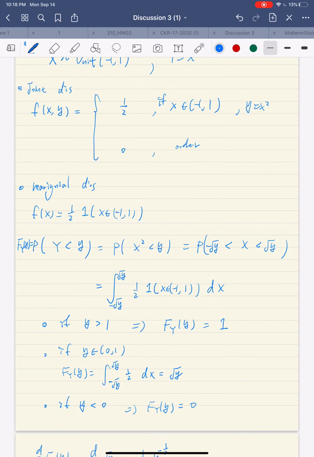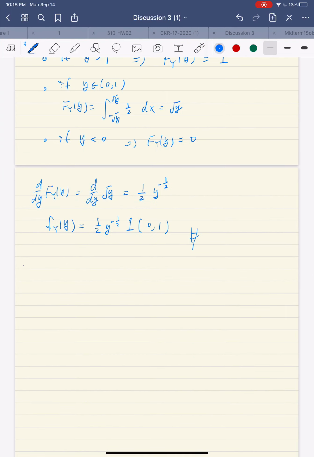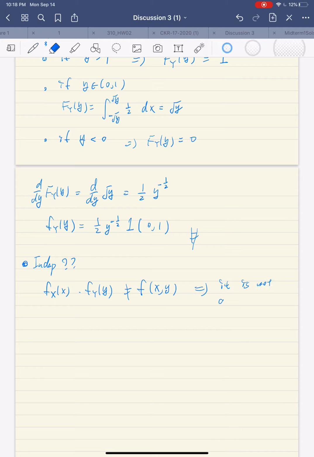Okay, so we have the joint distribution and the marginal distributions. And from this we can know that the product of the marginal distributions is not equal to the joint distribution. So this implies X and Y are not independent.